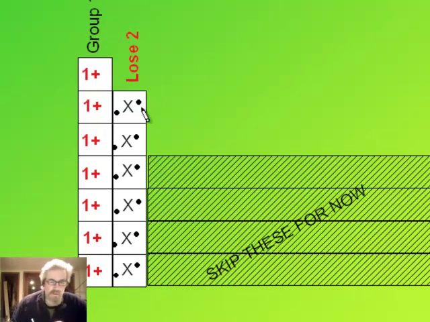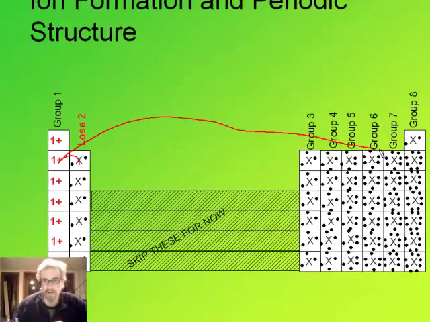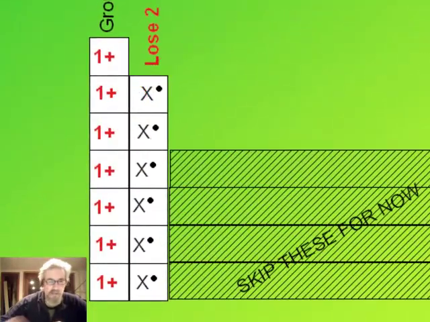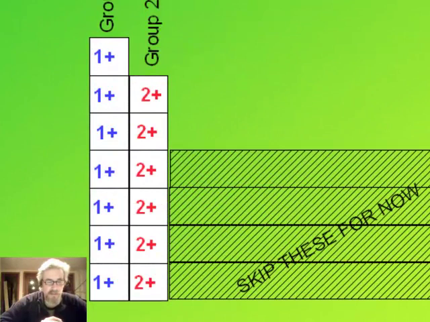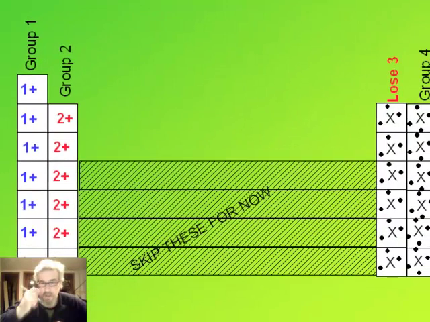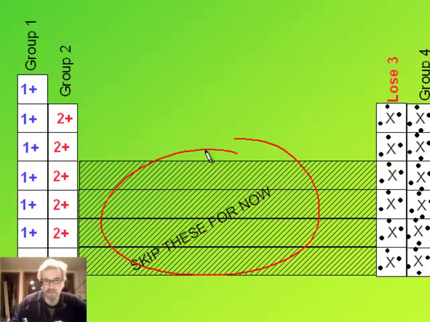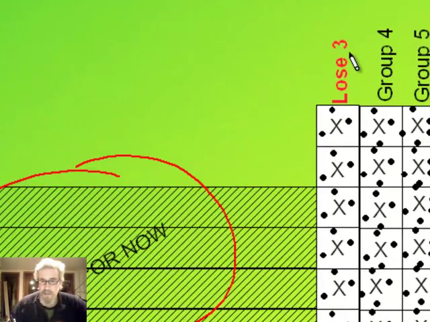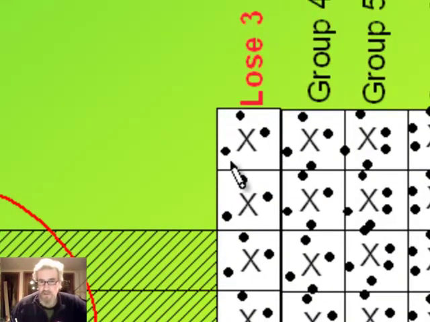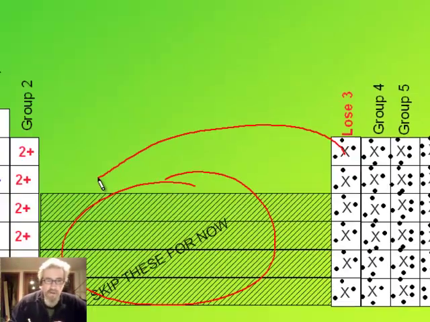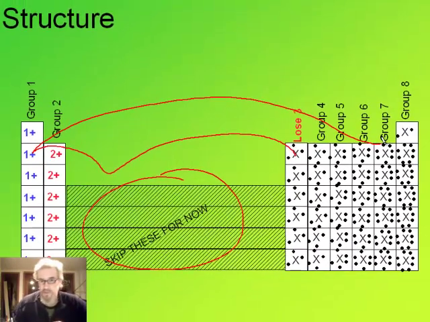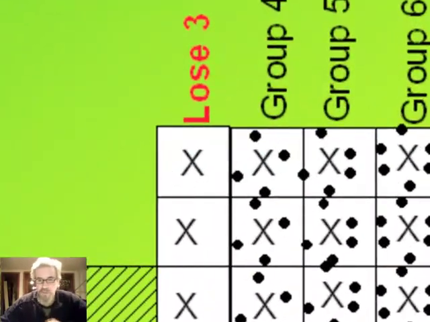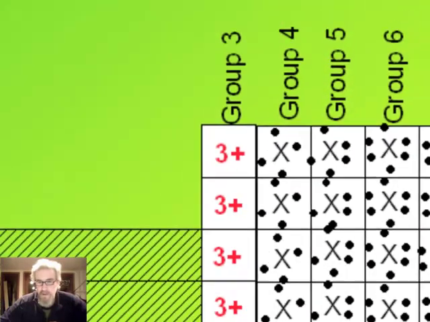Look at group 2s. Closest noble gas is going to be 2 electrons lower, 2 steps back on the periodic table. Back 1, back another one. So everything in column 2 is going to lose 2 dots to become a 2 plus cation. See a pattern developing? Look at column 3. Remember, we're skipping the transition metals, looking only at representatives. So look at column number 3. 3 dots. The closest noble gas is 1, 2, 3 steps back. So it's going to lose those 3 electrons and become a 3 plus ion.